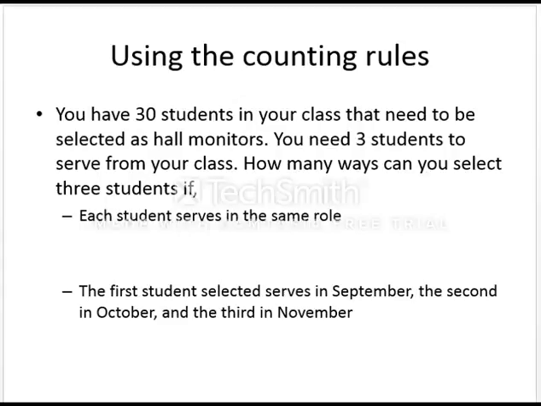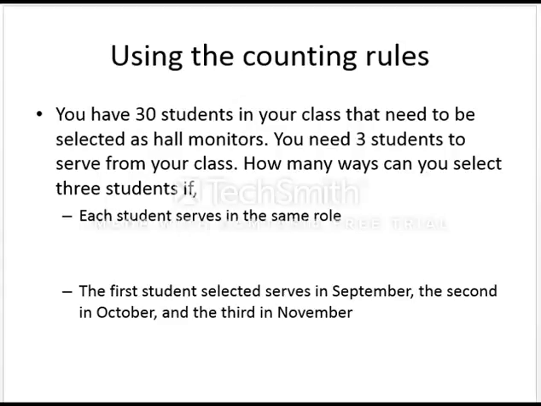Here's a scenario. You have 30 students in your class, and you need to select some hall monitors. You need to have 3 students in your class serve as a hall monitor. And how many ways can you select your 3 students if, and here's the ifs, each student serves in the same role, so they're equivalent hall monitor roles, or if the first student serves in September, the second in October, and the third in November. So now we've got some kind of distinction between the three hall monitors.